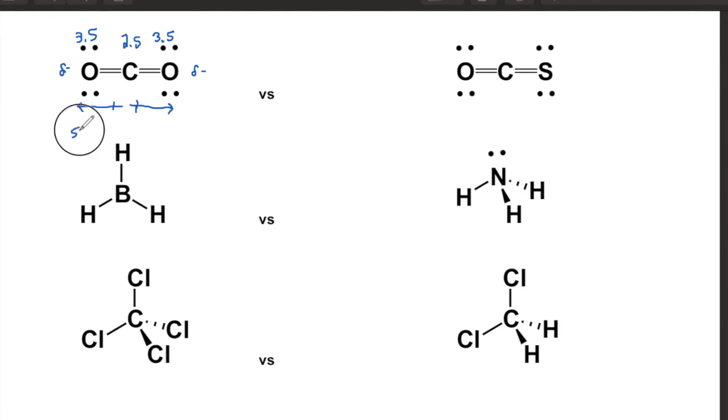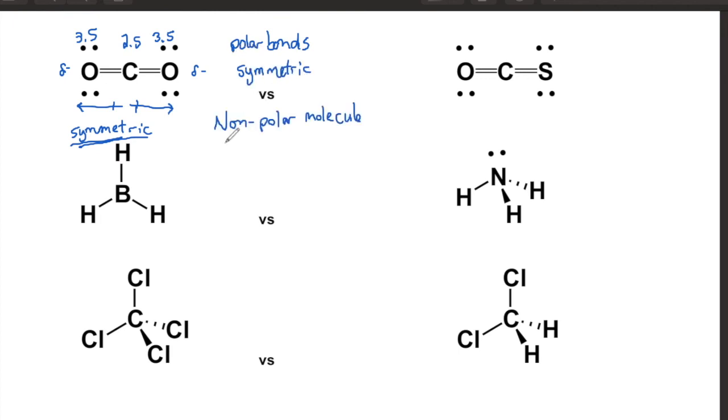We have a symmetric molecule. So we have polar bonds, but a symmetric shape. So this makes for a nonpolar molecule. We don't have a positive and a negative end. We have the electrons being pulled evenly in both directions.